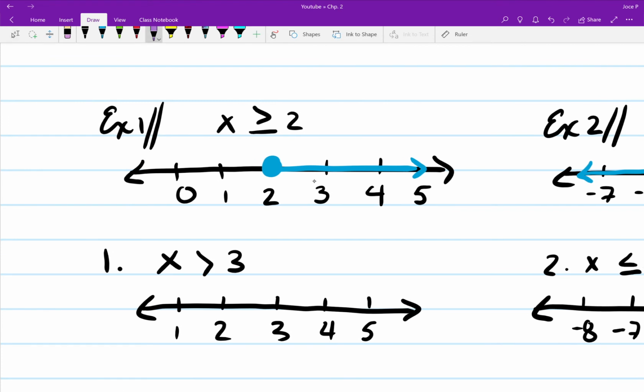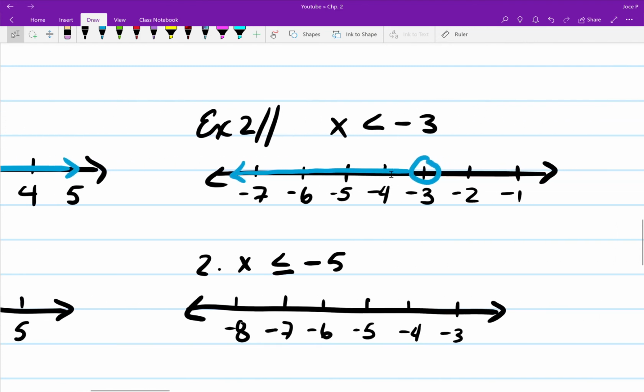X is greater than or equal to 2. So we find the point where 2 is at. Then we color in the circle. It is a closed circle, as they call it. And we point it to the right because all of the solutions greater than it are included in this set.